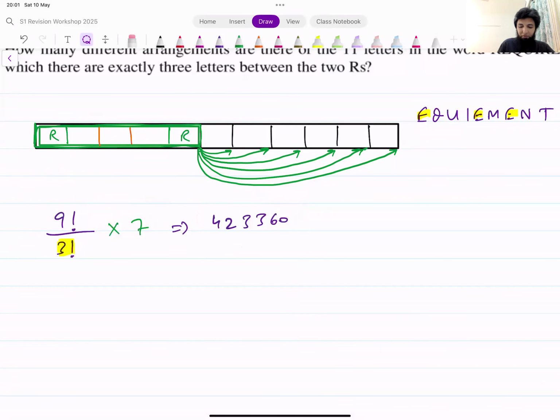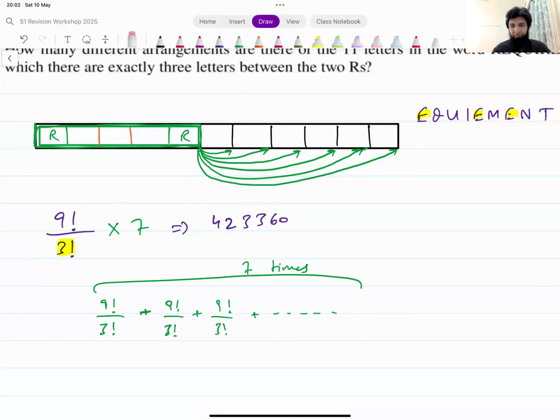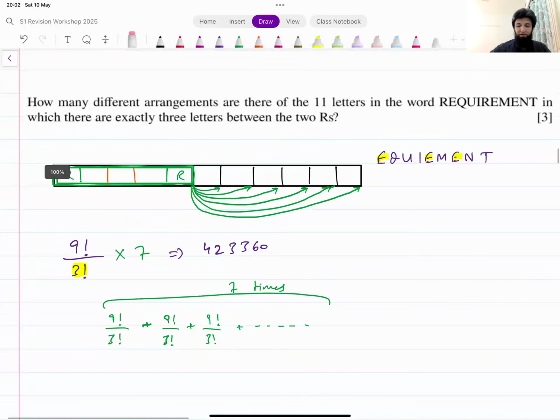It's equivalent to saying you've got 9 factorial over 3 factorial. That's one case in which this big box is here. Another case would be in which that big box is such that there's 1 small box on the left side. Another case where you have 2 small boxes on the left side. So you have to add up all of these cases how many times? 7 times. So you can just multiply that by 7, and that gives you the total. That's 423360.